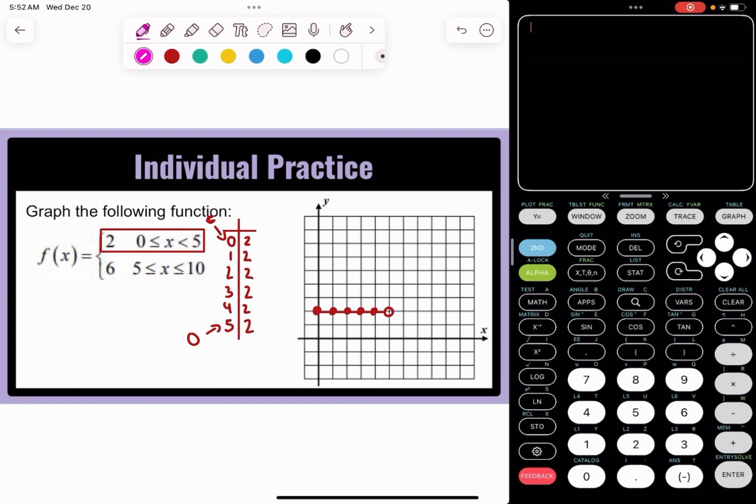And this other one, from when our x values are 5, 6, 7, 8, 9, or 10, our y values are all 6. All right, so 5 up to 6: 2, 3, 4, 5, 6. And they're both closed circles since they are less than or equal to symbols. And let's connect the points. And that is our final step function. Nice job.